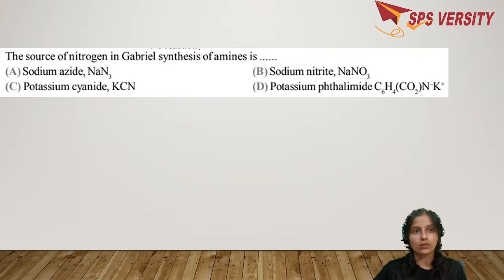The source of nitrogen in the Gabriel synthesis of amines is. So in the Gabriel phthalimide synthesis, you get amines at the end of the reaction, and the source of nitrogen over here. What would be the answer?